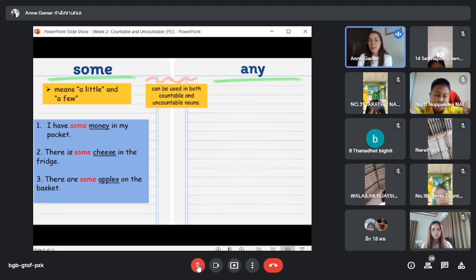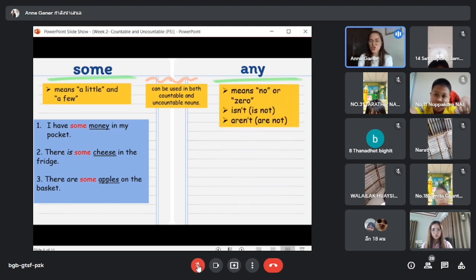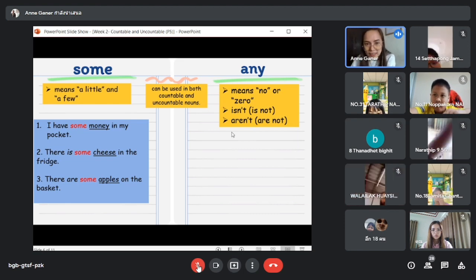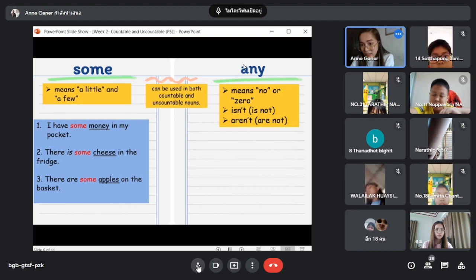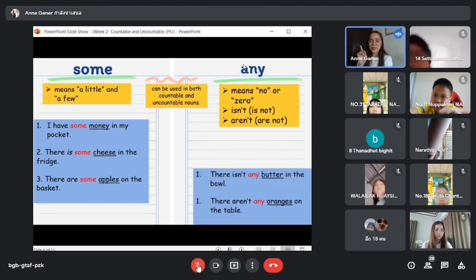Okay, now for any. Any means no or zero. You are referring to something nothing or like zero in quantity. If the sentence has isn't, is not, and then aren't, are not, you will use any. Okay, let's have examples.